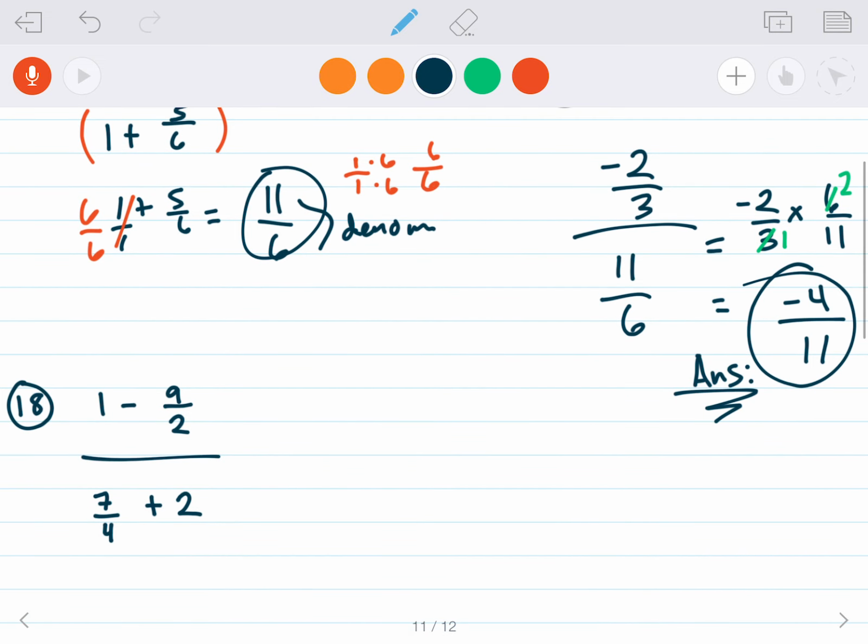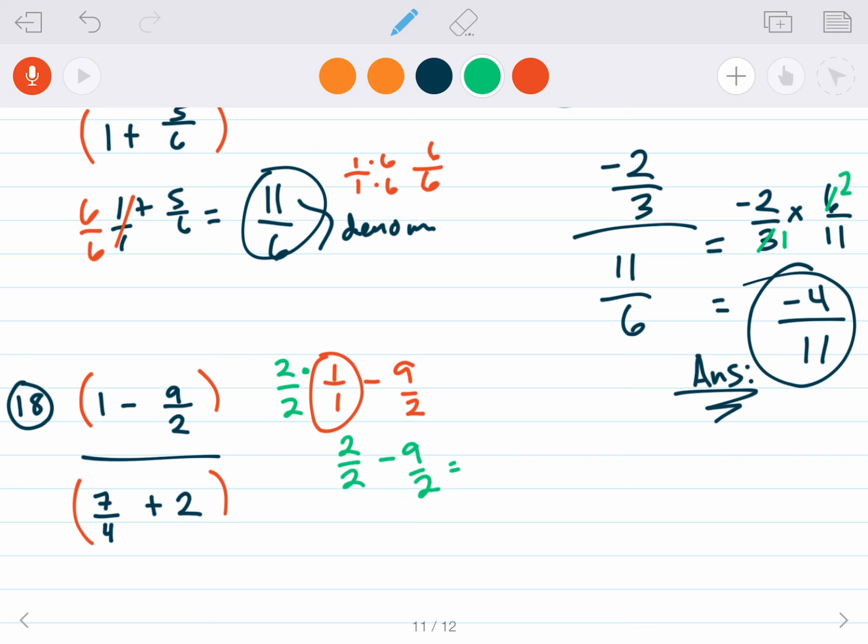Let's try one more here. So again, we're going to group the top and the bottom separately. So for the top, we have 1 minus 9 over 2. I'm going to get 1 to have a denominator of 2 by multiplying top and bottom by 2. So this is secretly 2 over 2 minus 9 over 2. 2 minus 9 is negative 7 over 2. So this is my numerator.